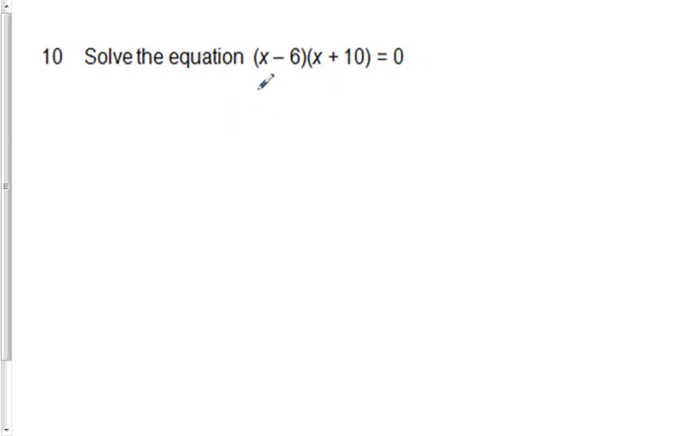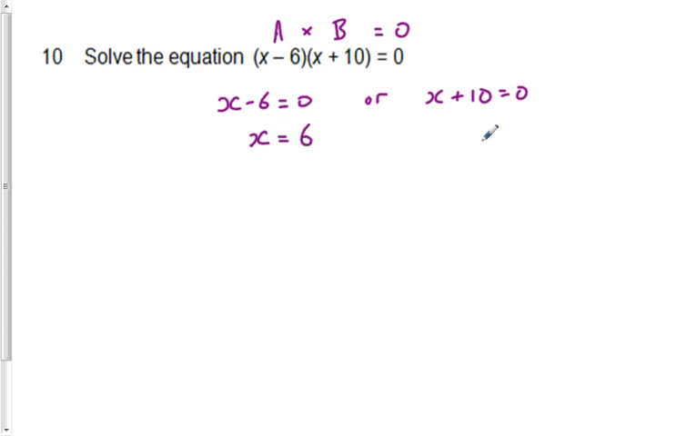So what we know already is that this first bracket a times this second bracket b is equal to 0, which means that either a is 0, or b is 0, or both a and b are 0. So from that, we can say then that x minus 6 is equal to 0, or x plus 10 is equal to 0. And here we've got two one-step equations. We can add 6 to both sides, giving us that x is equal to 6, or we can take 10 away from both sides, giving us that x is equal to negative 10.